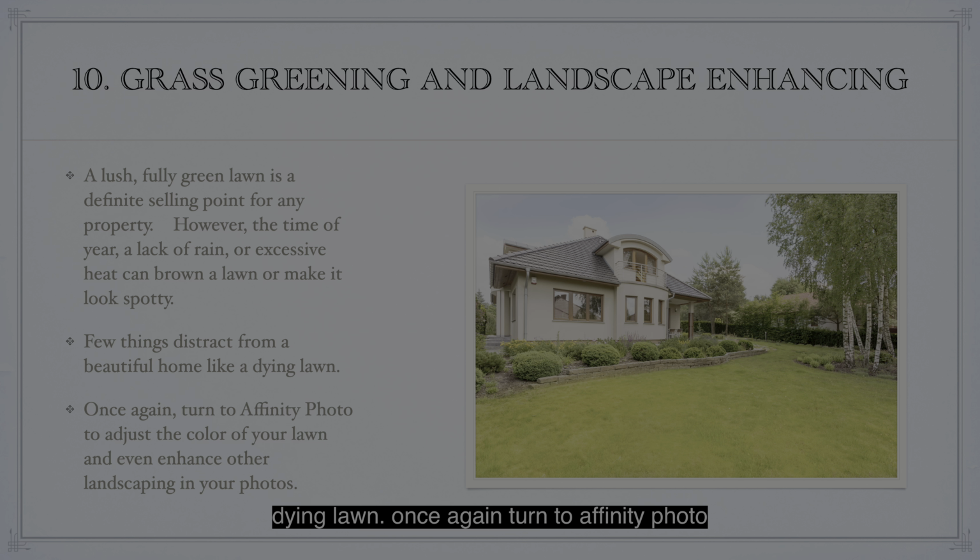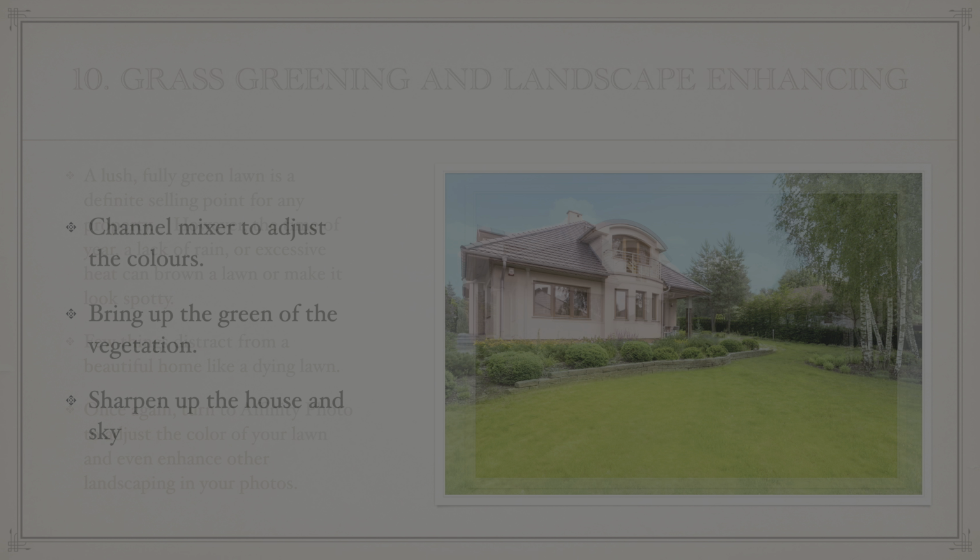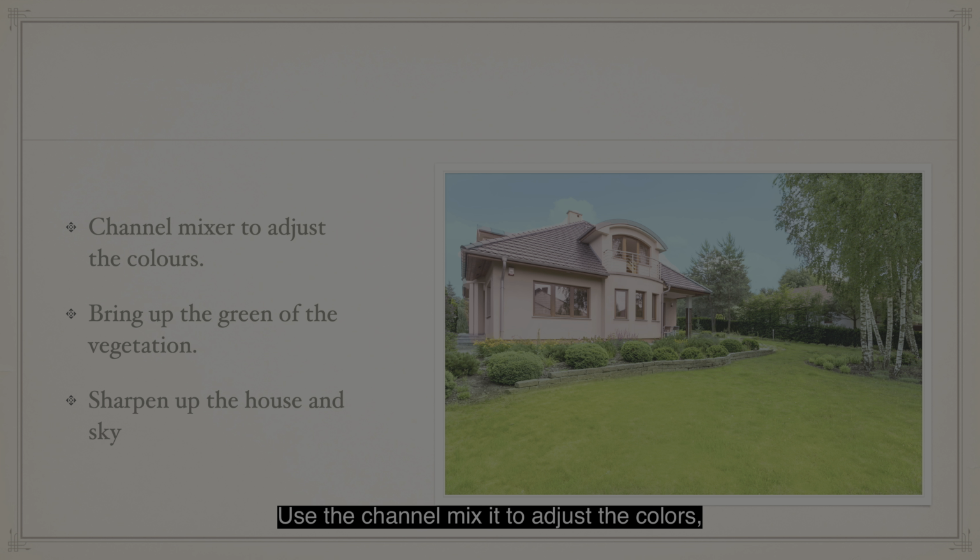Once again, turn to Affinity Photo to adjust the colour of your lawn and even enhance other landscaping in your photos. Use the channel mixer to adjust the colours, bring up the green of the vegetation and sharpen up the house and sky with a bit of selective brush selection.